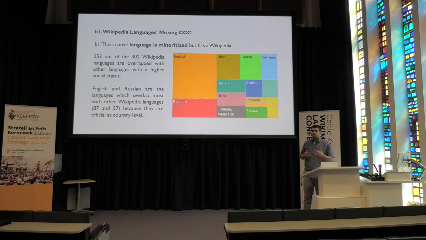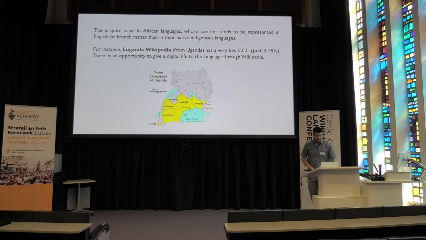We have that 253 languages out of the 300 are overlapped with another language of higher status, which for someone with a Western perspective is quite surprising. And the languages that overlap the most are English and Russian, followed by Hindi and Spanish. And this is quite the usual case in African languages.